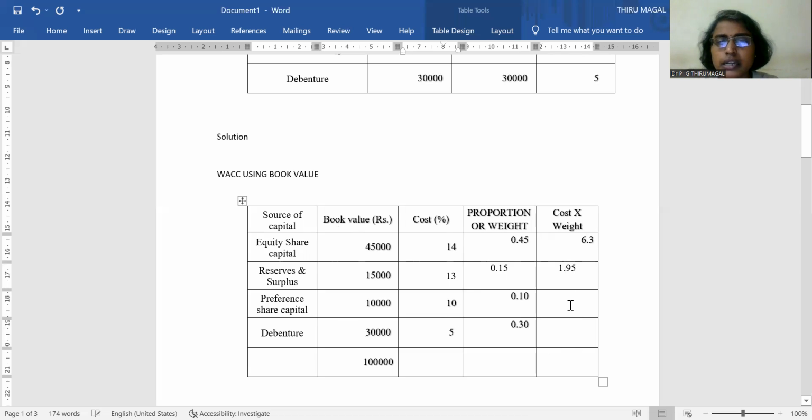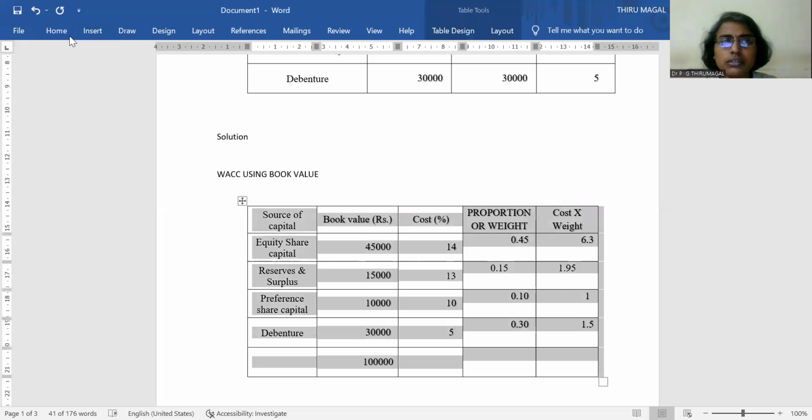Then similarly 10 multiplied with 0.1, which means it comes around 1. Then 5 multiplied with 0.3 comes around 1.5. So this is the individual cost of capital, and the individual cost of capital multiplied with weight. So the total comes around, this is the value.